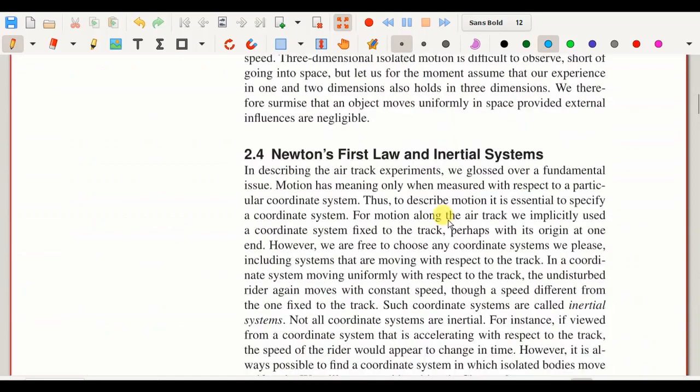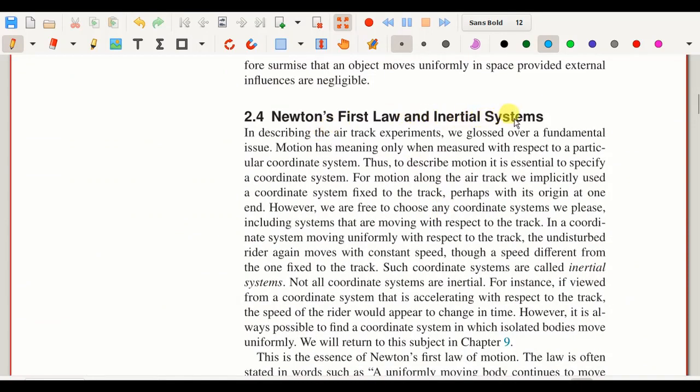Okay, now Newton's first law and inertial systems. In describing the air track experiment, we glossed over a fundamental issue. Motion has meaning only when measured with respect to a particular coordinate system. Now you may already have understood that motion is a very relative kind of thing. If you are in motion, how do we know it? You need to have some perfectly oriented coordinate system. Means someone is there, someone is running there, then you say, oh, you are actually running.